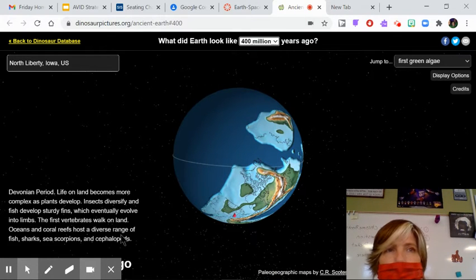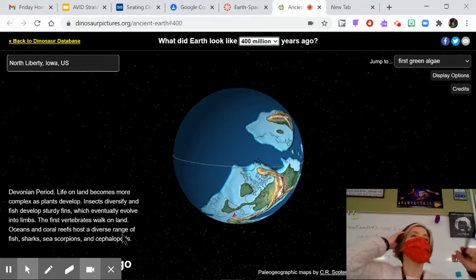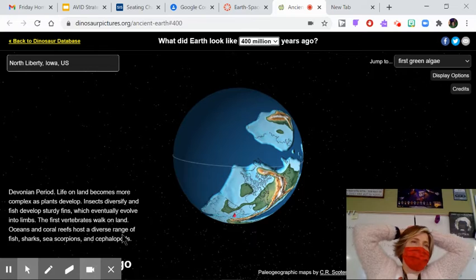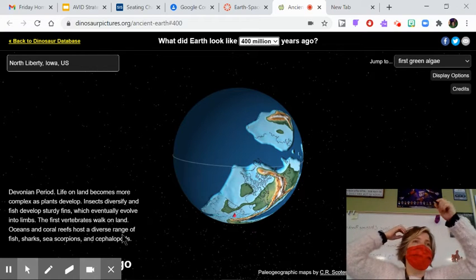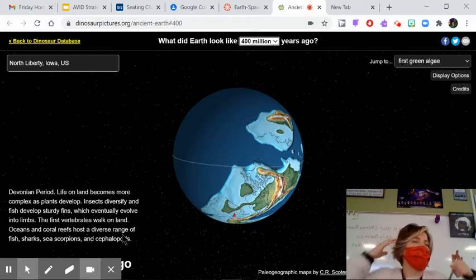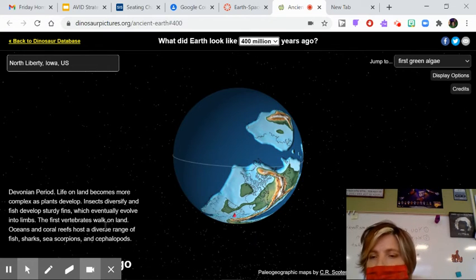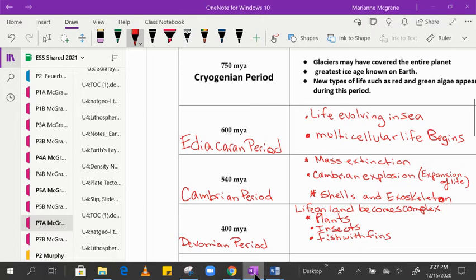What? Fish can't walk, but when you talk about how things evolve over time, those species will then create new species where those fins will become kind of like limbs. The first vertebrates walk on land. That's a big darn deal during this time period. So we're going to write that down. First vertebrates walk on land. That's huge because we are vertebrates.